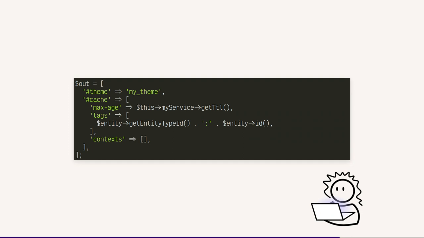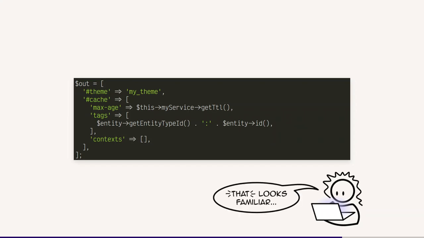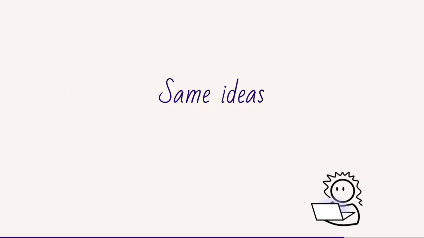Okay, so we have our render array, we're calling my theme, we have our cache tag, and we have max age, tags and contexts. You might be going, wait a minute, that looks familiar. I think I know what that is already. Well, guess what? It's the same ideas that you already know now.